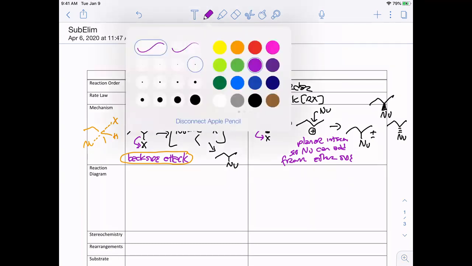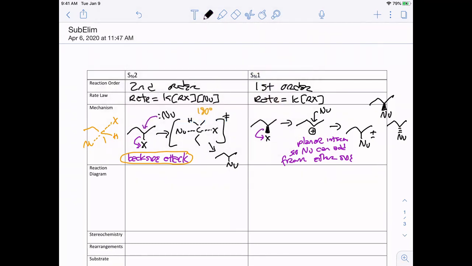If we go back and add perspective to this one, we'll make the halogen coming out again, which means in my product, see if I can just erase what I want to erase. That nucleophile is going back behind. Because my configuration is inverted. And we'll write that down in the stereochemistry section here in a few minutes.